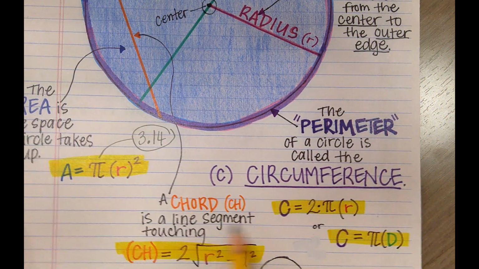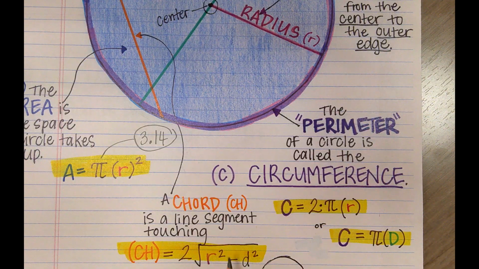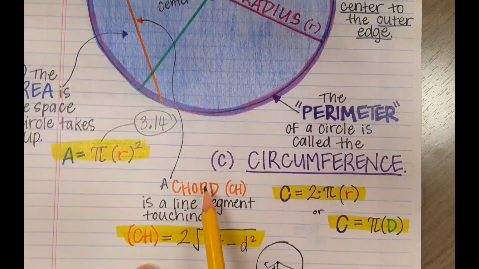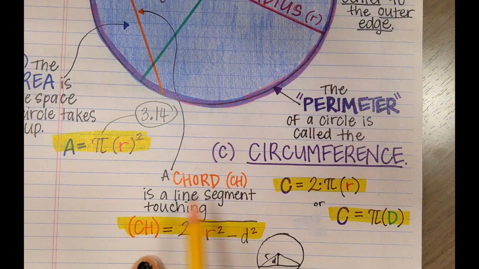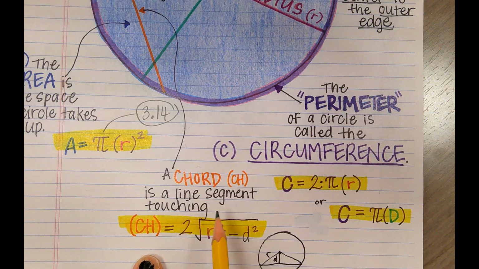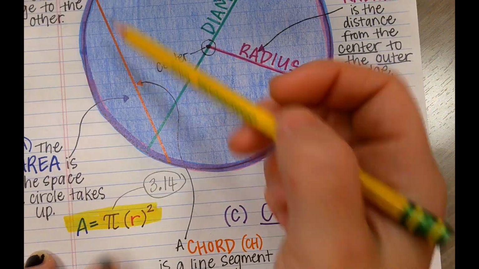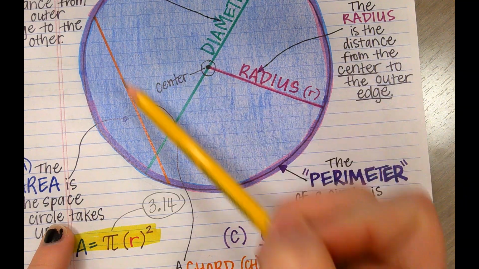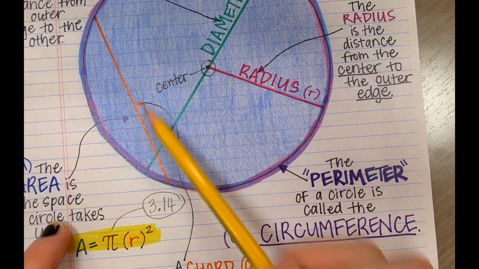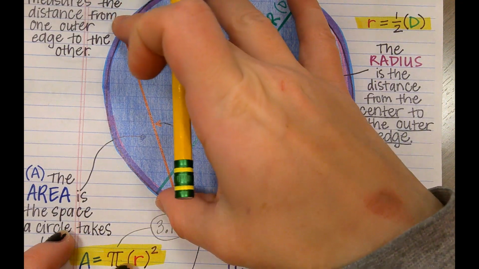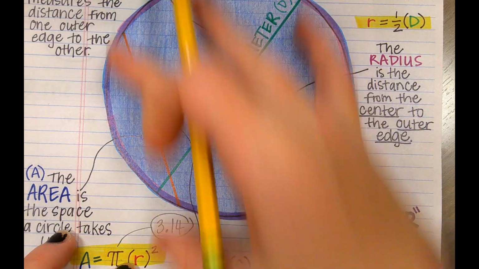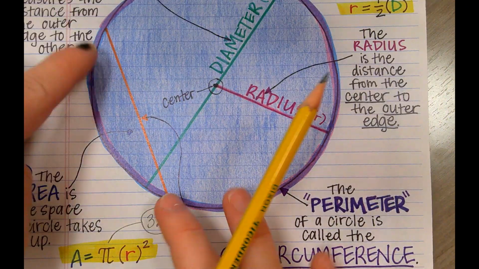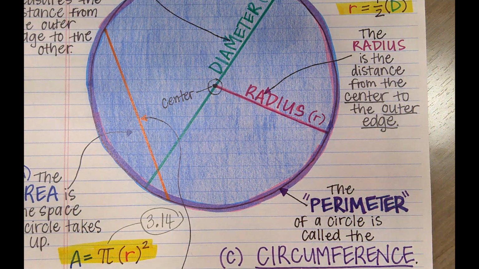And then we won't focus on this aspect today, but it is good to know that a chord is a line segment that is touching, I guess I didn't finish writing that definition. Okay. Well, it touches 2 random points on the circle, and it goes through the inside of the circle. This is not any set length. This is something that we can find, though, depending on where it is touching our circle.